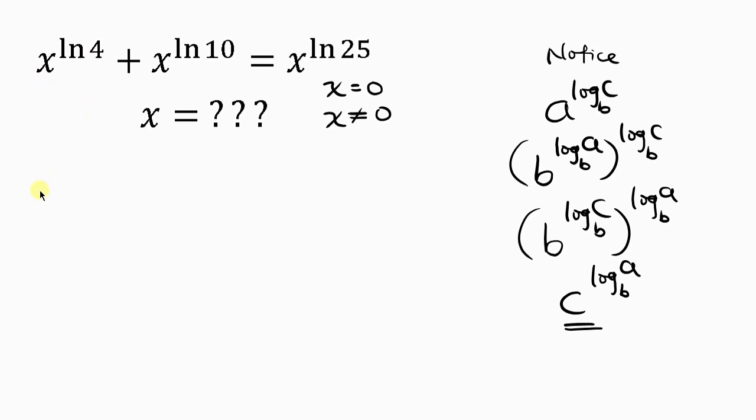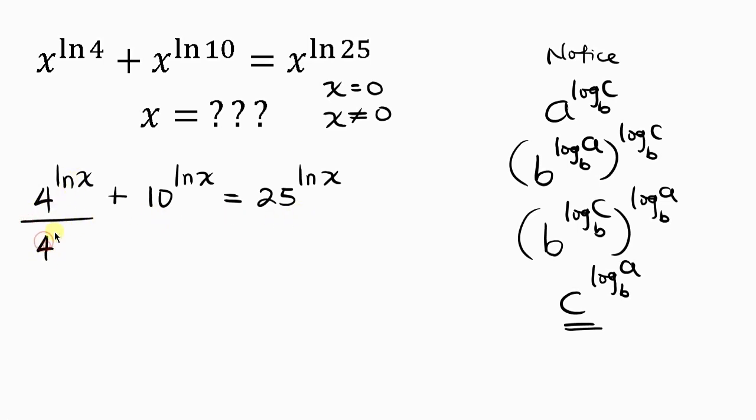So we're going to be writing 4 to the ln x plus, now the same thing here, 10 to the ln x equal to, now 25 to the ln x. Our next step will be for us to divide through by 4 to the ln x. So I'll divide this by 4 to the ln x, I'll divide this by 4 to the ln x, and I'll also divide this by 4 to the ln x.